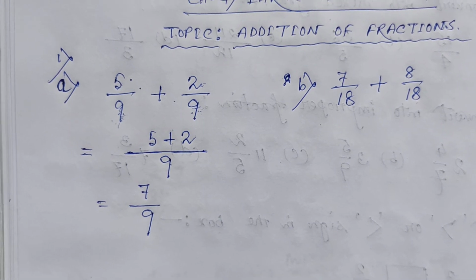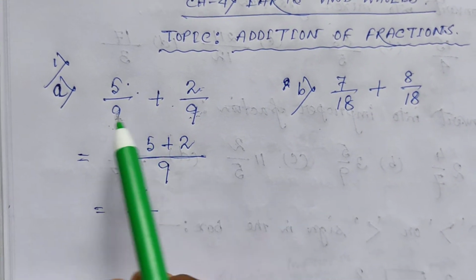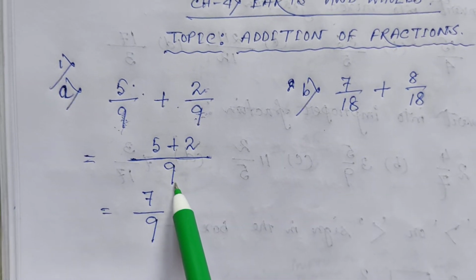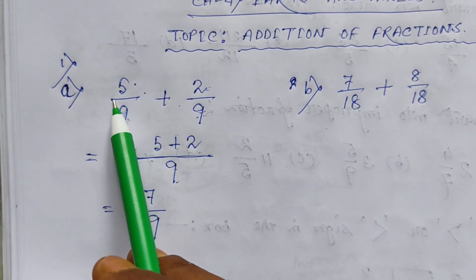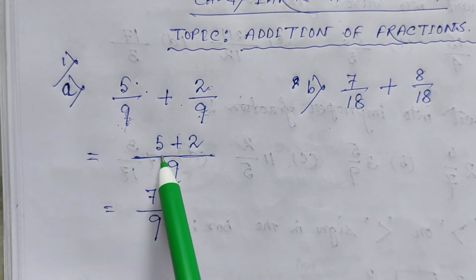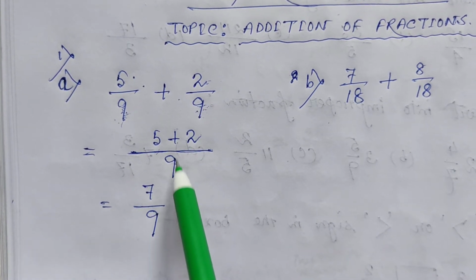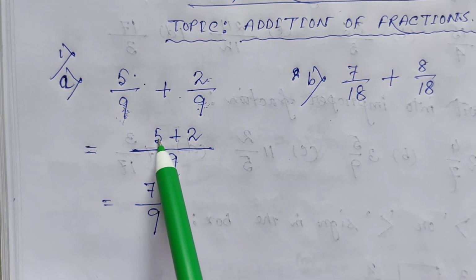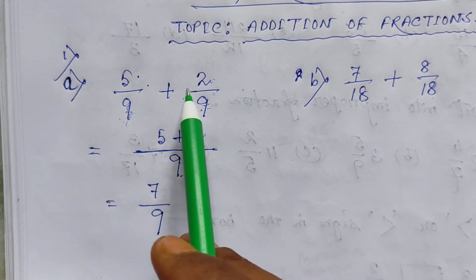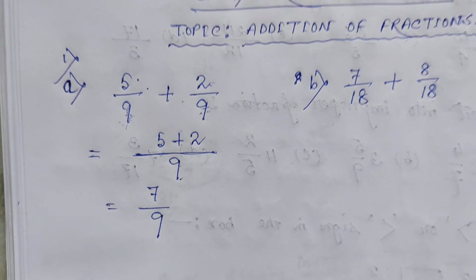So it's very easy when the fractions are like fractions. Just write the denominator as given and add the numerators. Here 9 and 9, so the denominator will be 9, and in the numerator 5 plus 2, so 7 by 9.